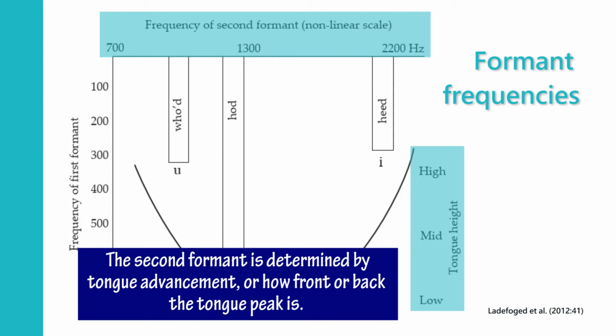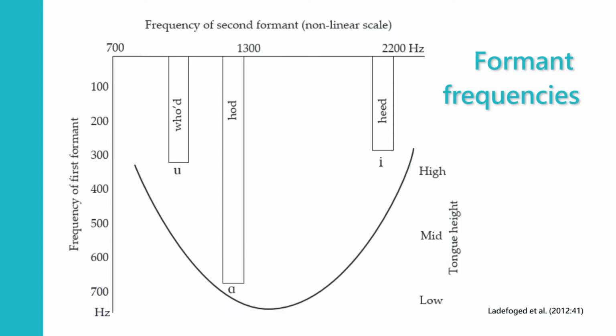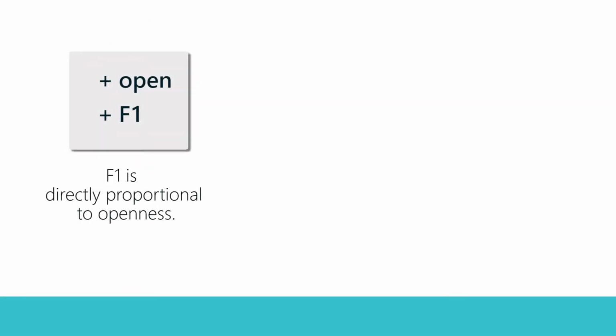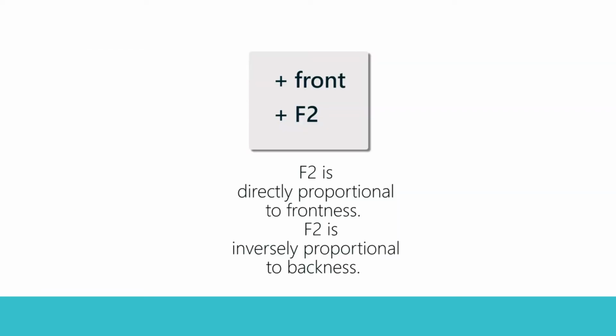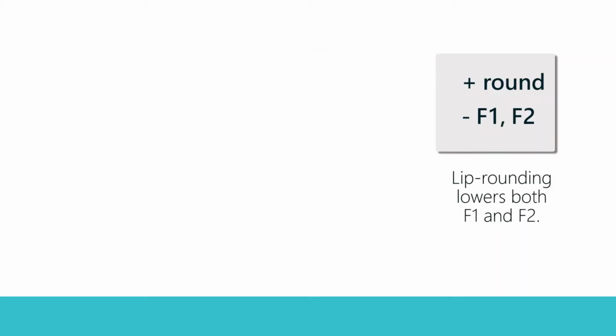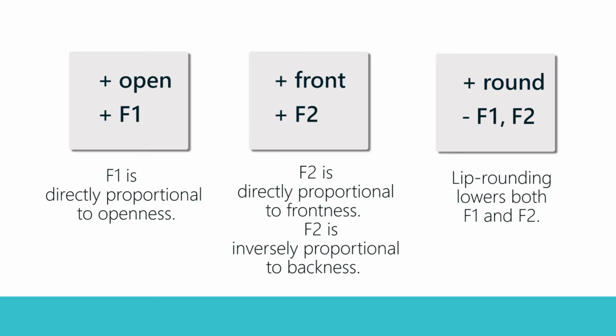which means how front or back the tongue peak is. So far, you can see why formants are important. First formant is directly proportional to openness. Second formant is directly proportional to frontness. Lip rounding lowers both the second and first formants.